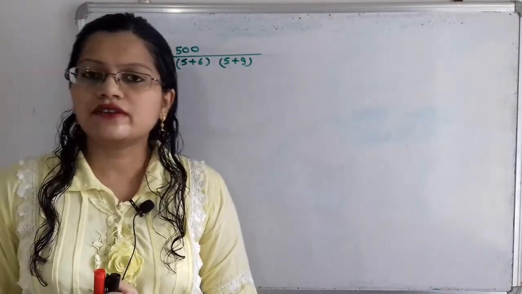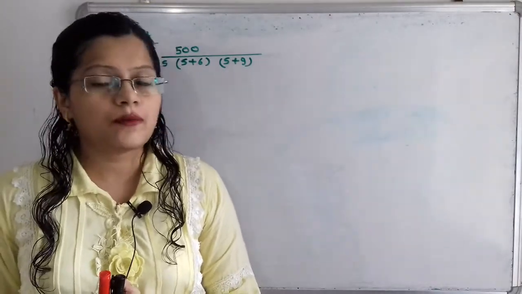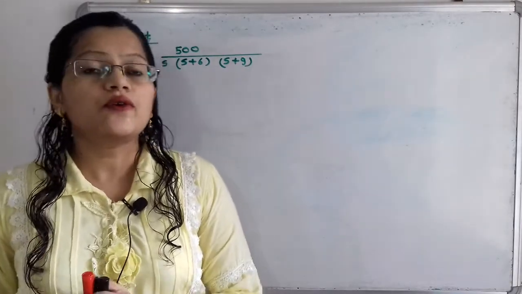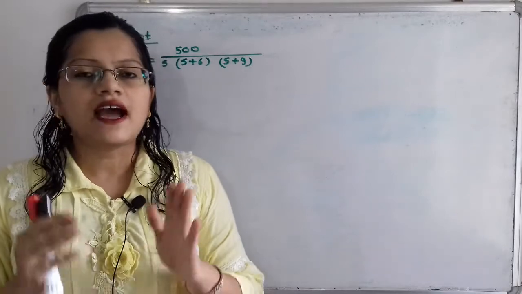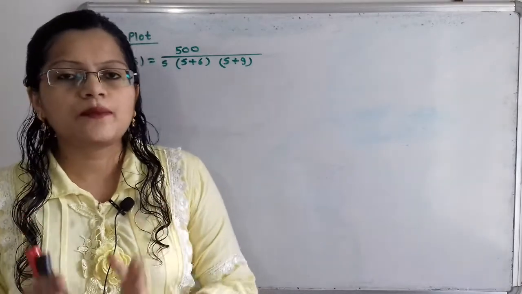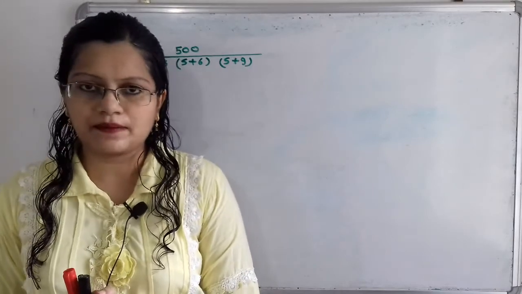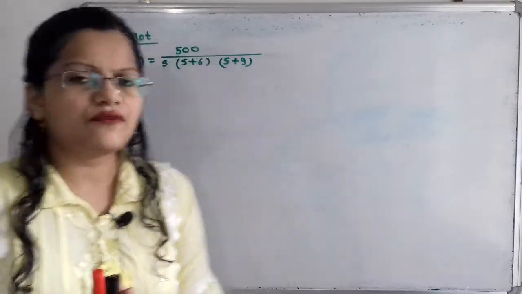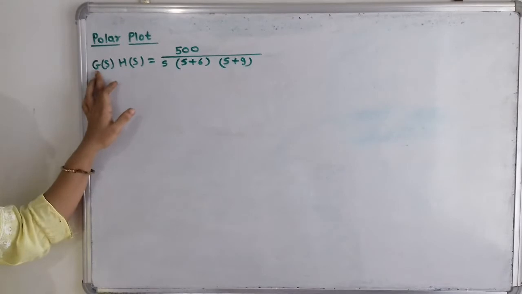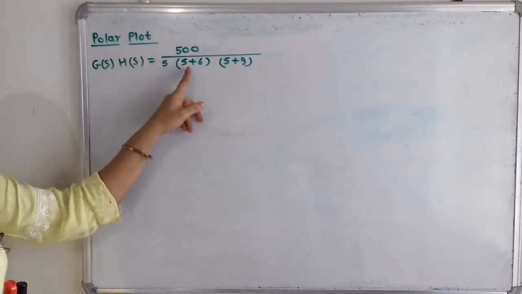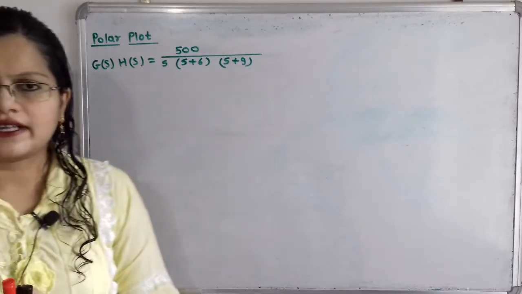Today we are going to solve a problem on polar plot for a given system. In this video we are going to understand how to draw polar plot on a graph paper with the help of suitable scale. Let us first understand what is the given system. G of s, h of s is equal to 500 divided by s, s plus 6, s plus 9.